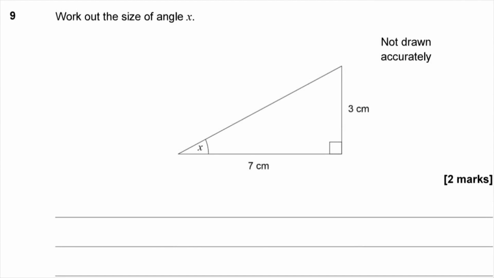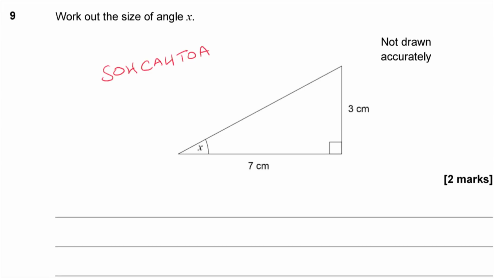Question 9, work out the size of angle x. So you've got a right angle triangle, and I've been given two sides and I want an angle, so it's clearly going to be trigonometry. Now you can remember which ratios you want to use whatever way you like. I use SOHCAHTOA. It's just a handy way of remembering each of them.